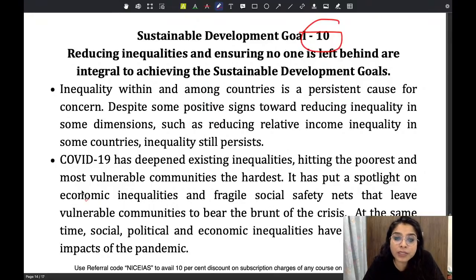It has hit the poorest, it has hit the most vulnerable sections of the society. And if you put it in the spotlight, economic inequalities and social safety nets are worst for the poorest and the vulnerable sections of the society. And sometimes this is not just economic inequality, but also social and political. For example, Rohingyas. You would not classify them as economic inequality, but as social inequality and political exclusion. That leads to the problems.